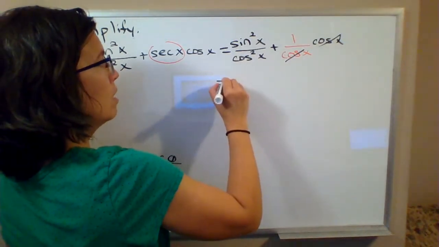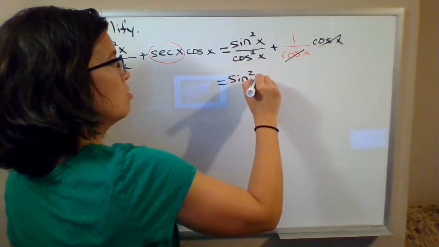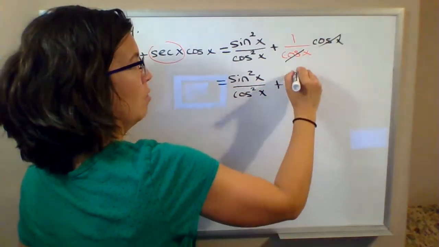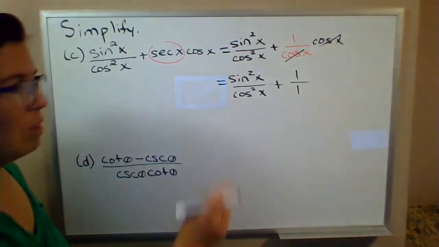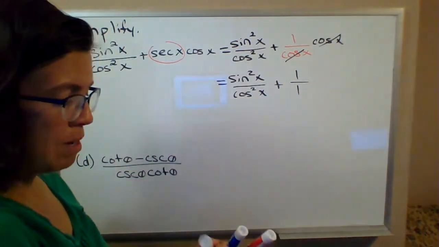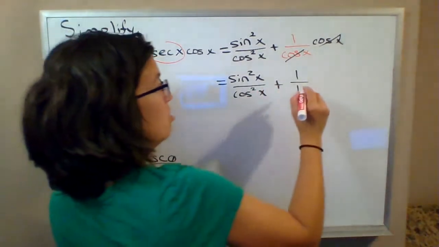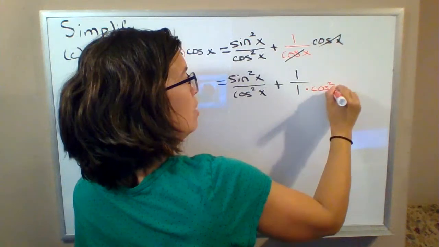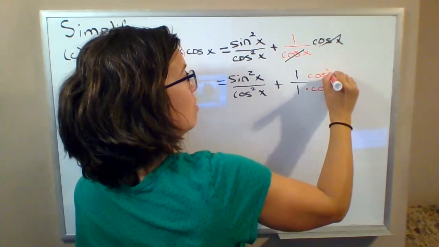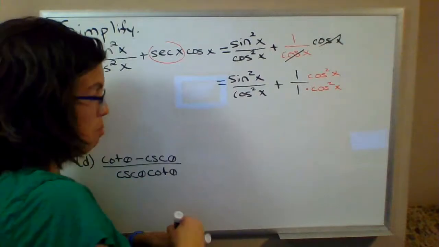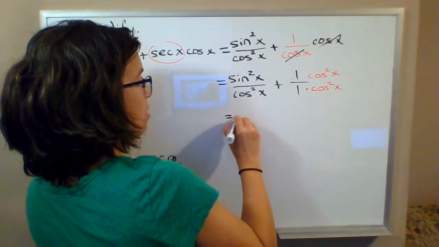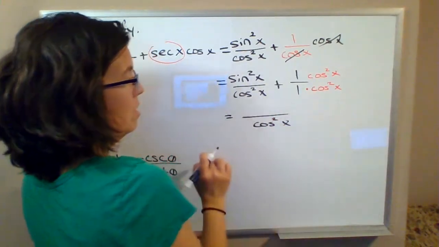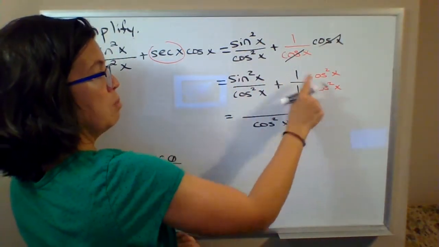Okay, so now let's say we want to combine these terms. So you have sine squared over cosine squared plus 1. I'll write it as 1 over 1. And we'd like to combine these terms, so we're going to need a common denominator. I want a common denominator of cosine squared. Multiply the numerator and denominator times cosine squared. Then both of these denominators will now be cosine squared. So I can write a single fraction with cosine squared in the denominator. And the numerator will be sine squared plus cosine squared.